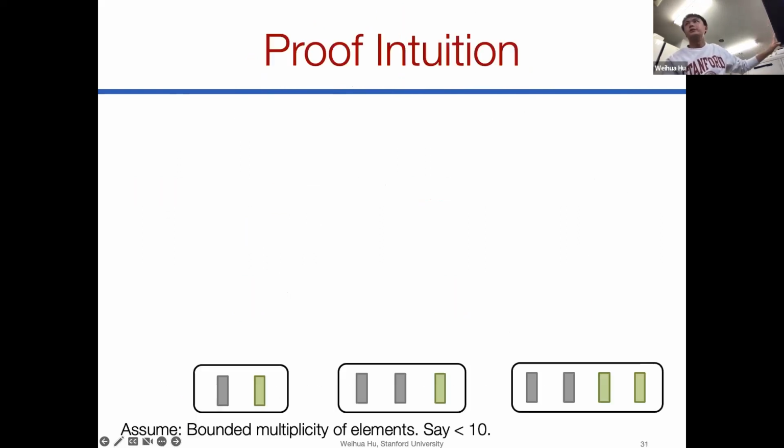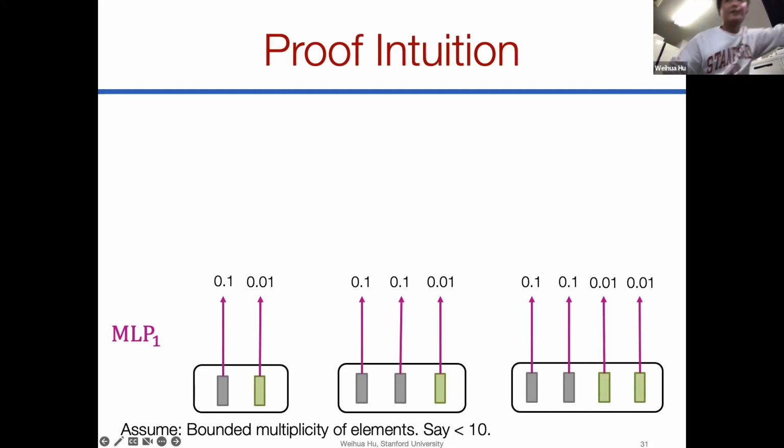And I'm going to show the proof intuition now. And this might answer your question. So let's consider distinguishing these three different multi-sets. Let's assume each color has a bounded multiplicity. This means that if we have four different multi-sets, let's say we won't have more than 10 repeating colors. So we won't have 10 gray colors and 10 green colors. This is the assumption that we need to make. And this can be arbitrary, like 100 is fine, but let's just assume 10 now.